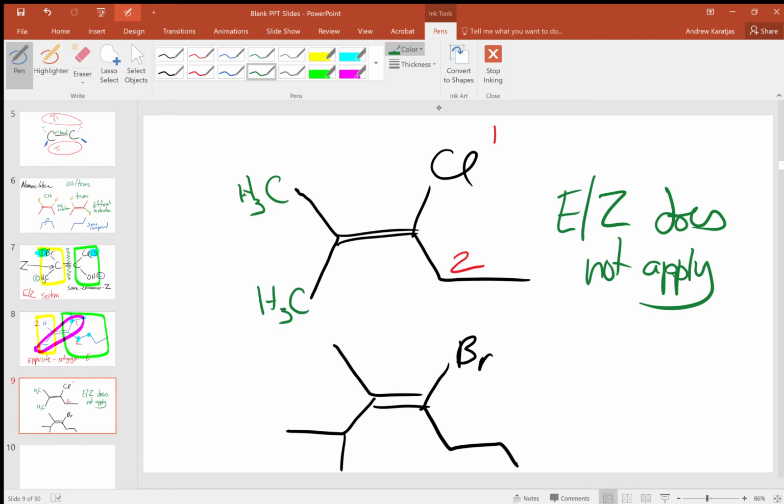What about the one at the bottom? The one at the bottom, on the right side, we have bromine, which is higher priority than carbon. On the left side, we have a methyl versus an isopropyl. So the methyl is a carbon bonded to 3 hydrogens, whereas the isopropyl, that carbon is bonded to more carbons. So higher priority here than here. Our ones are on opposite sides, and so that means this alkene is E.